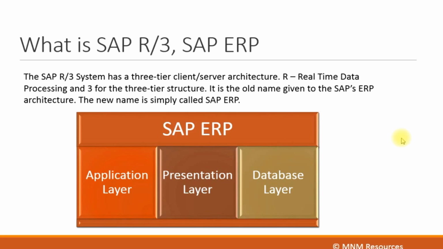The application layer is where all the transactions are processing. So it processes with the database, talks to the database, gathers all the information and processes. And all the processing is done in the application layer.